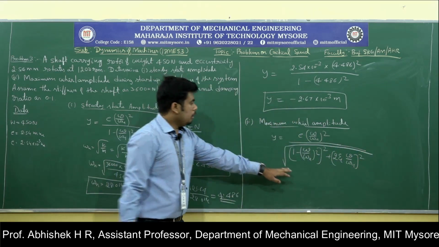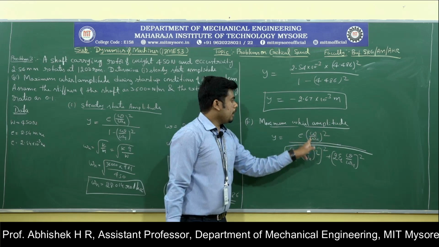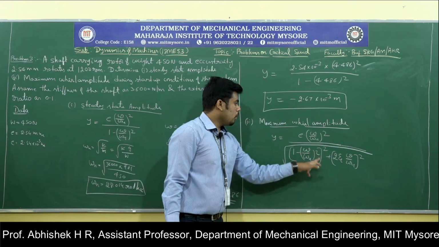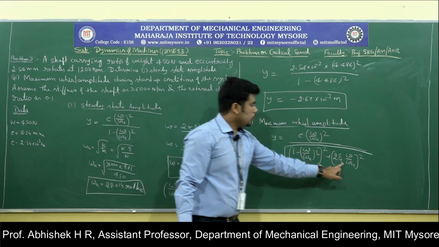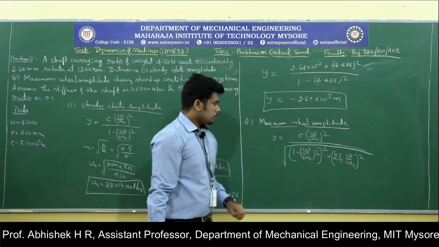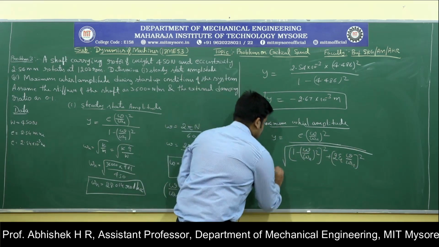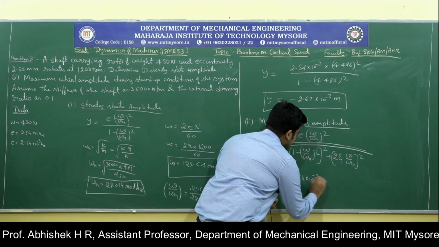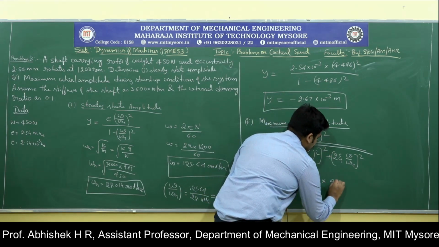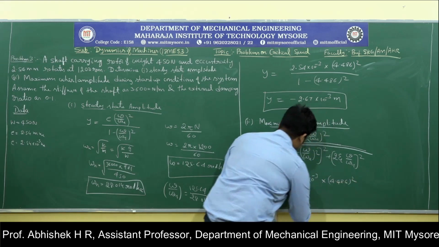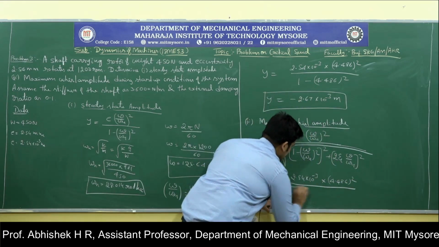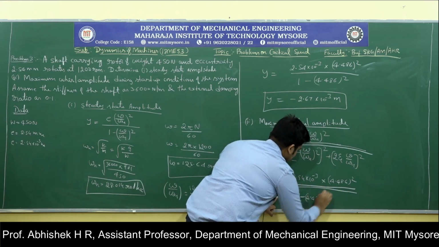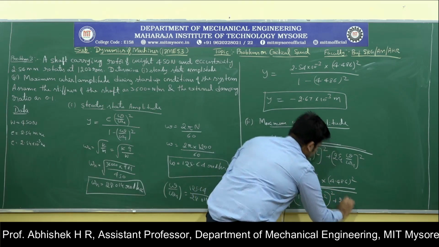So this is the formula, y is equal to E into omega by omega n whole square divided by the square root of 1 minus omega by omega n whole square, into whole square, plus 2 zeta omega by omega n whole square. Now substitute the values here. So y is equal to, E is 2.54 into 10 to the power of minus 3, into omega by omega n, 4.486, whole square, divided by the square root of 1 minus 4.486 whole square into whole square plus 2 into zeta.